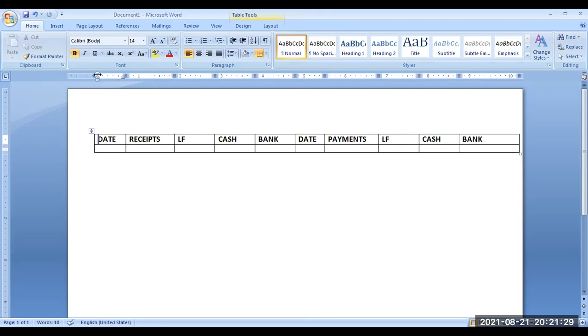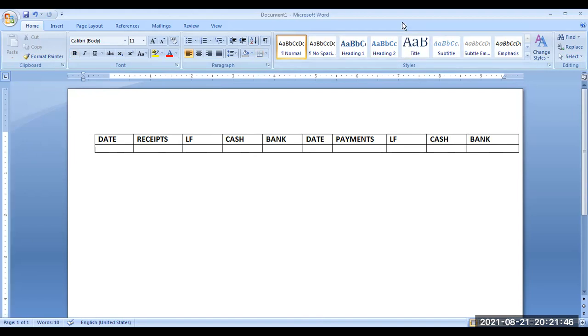So it is visible: date, receipts, LF, cash, bank. On the credit side, same columns, but in place of receipts, payments will come. Here you mention Cr on the right side, here you mention Dr. Now you have to tell me, because I do not have the textbook with me. First date, what is it?